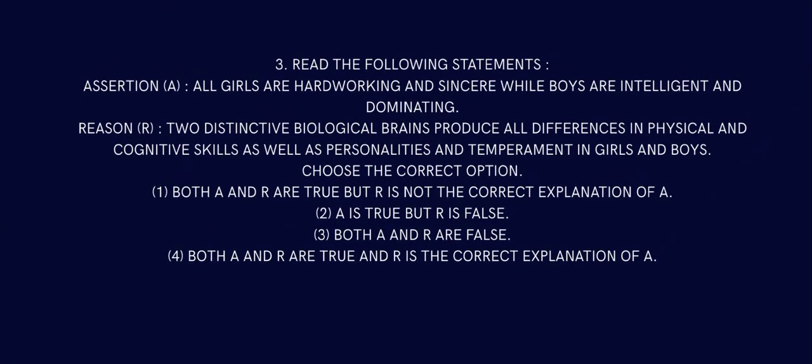Question number 3. Read the following statement. Assertion: all girls are hardworking and sincere while boys are intelligent and dominating. When you do assertion and reason, you just need to focus on the word 'because' in the middle. Reason: because two distinctive biological brains produce all the difference in physical and cognitive skills as well as personalities and temperament in girls and boys. That is not really correct. So the answer should be both A and R are false.